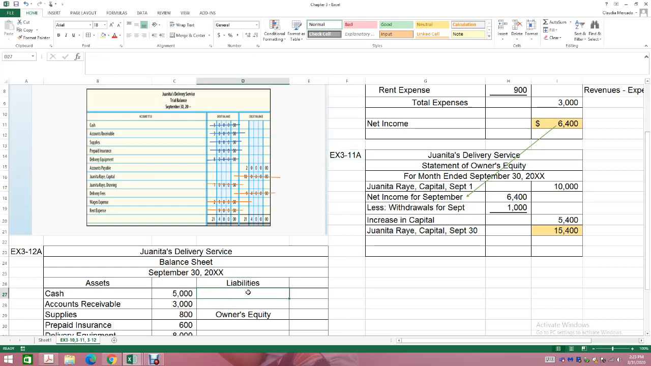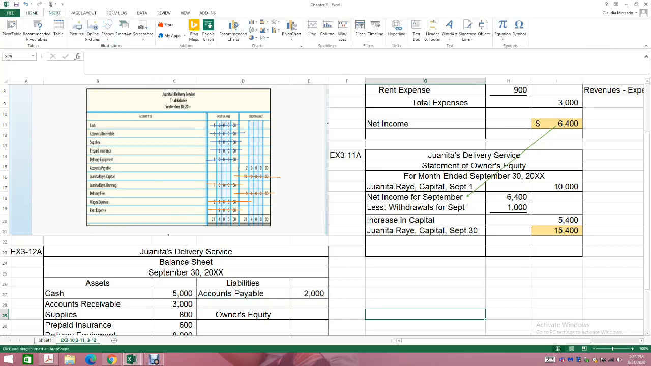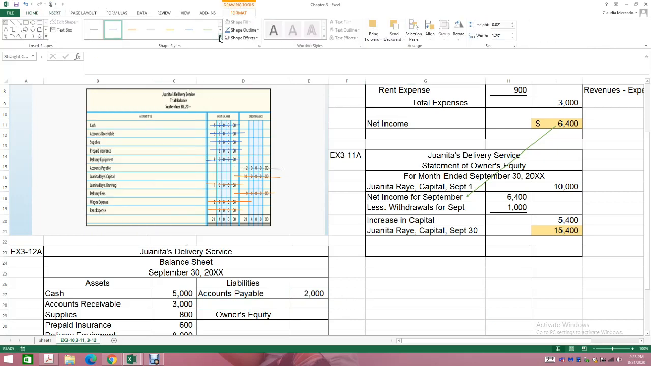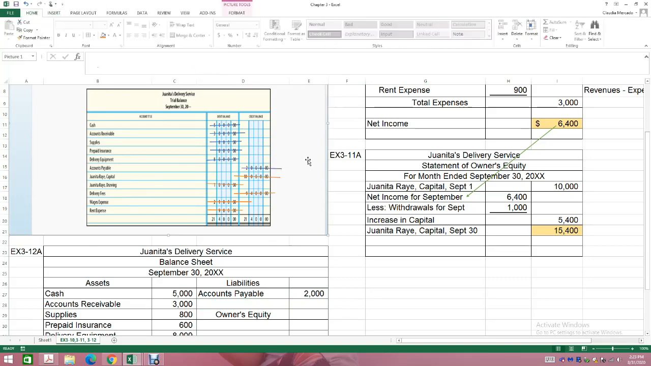Okay, so we have one liabilities account, which is accounts payable. My accounts payable amount is $2,000. Okay, so we only have one. That's my total. Let me mark that off. That way I know that I've used it. Okay, so by now I've used all of my numbers.